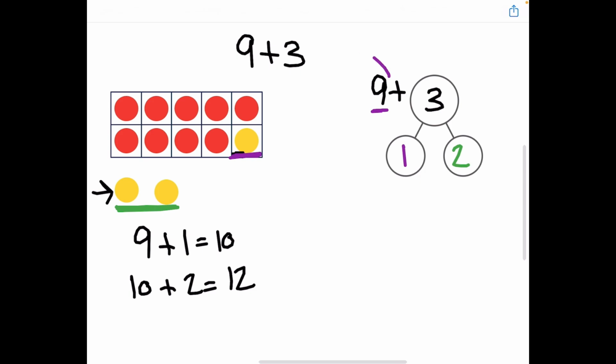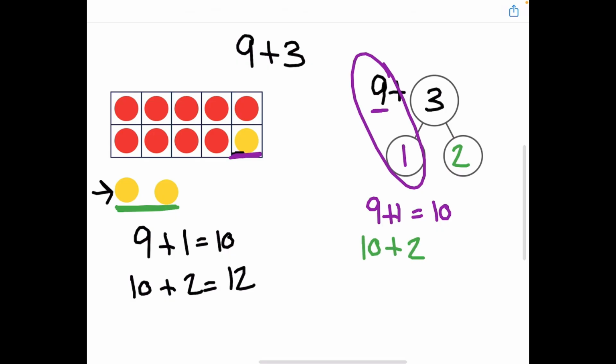So I make a 10 first. 9 plus 1 equals 10. Then I'll add on the 2. So 10 plus 2 equals 12.